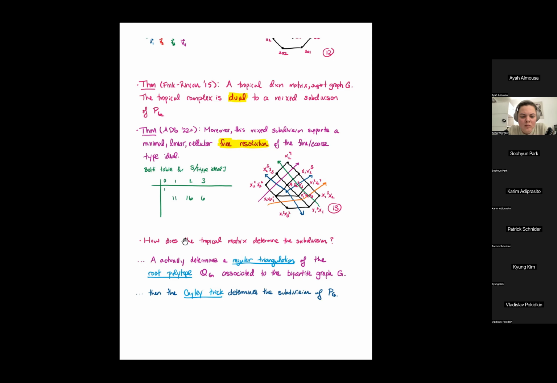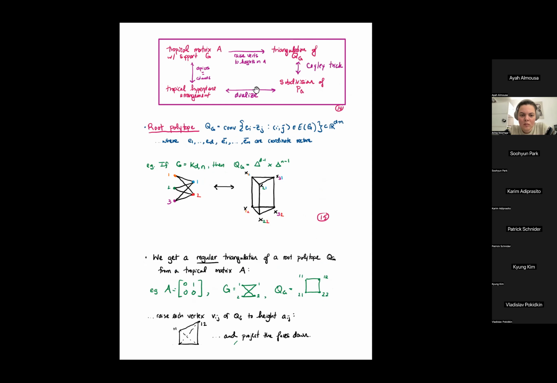So how does the tropical matrix determine the subdivision? Well, one way to see this is it actually determines a regular triangulation of the root polytope associated to the bipartite graph G. So root polytopes were introduced by Postnikov, and then the Cayley trick is going to determine a subdivision of the corresponding generalized permutohedron. And so let me summarize the story up here first.